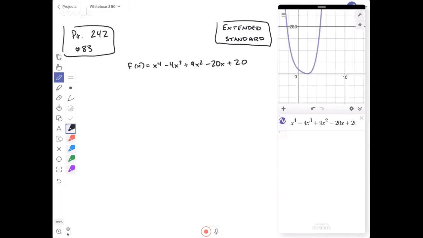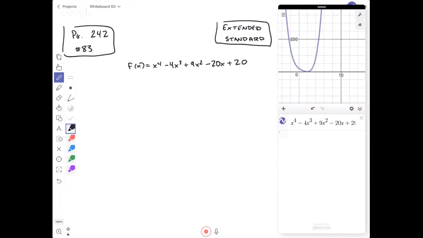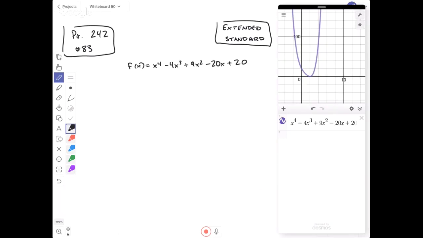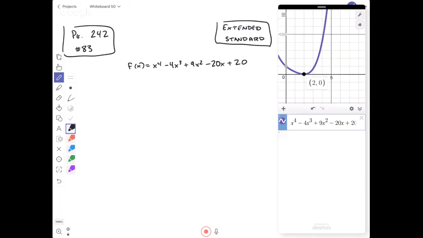How's that going to work? X to the... Oh, this one's got even multiplicity. So this guy, there must be even multiplicity at x minus 2 because the graph bounces. So there are 2 zeros at x equals 2. So we must have x minus 2 squared must be a factor of this function.